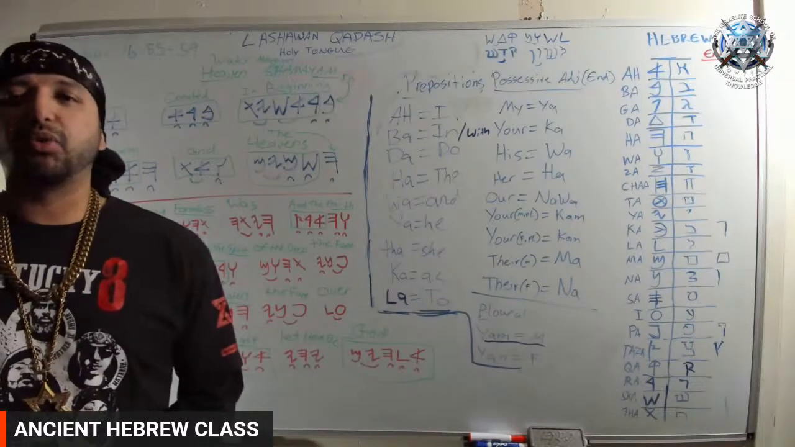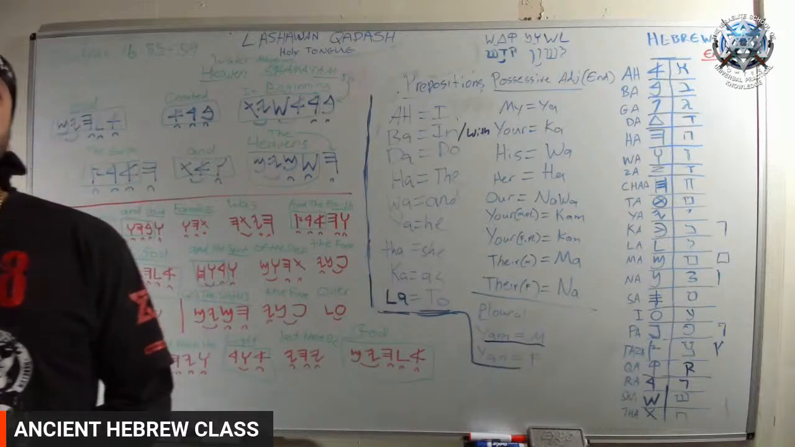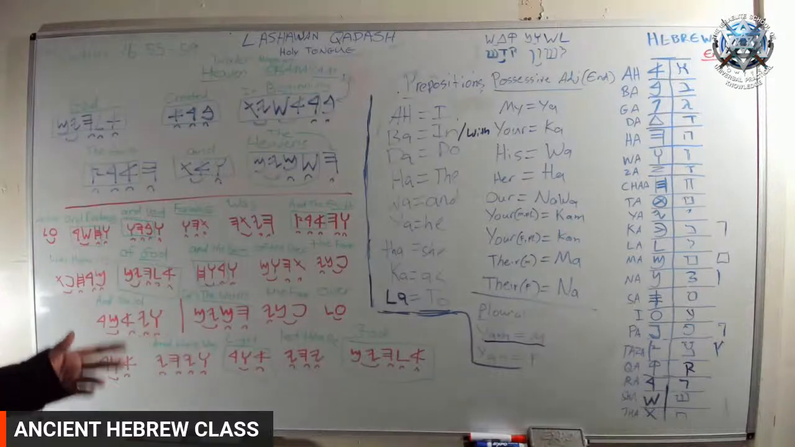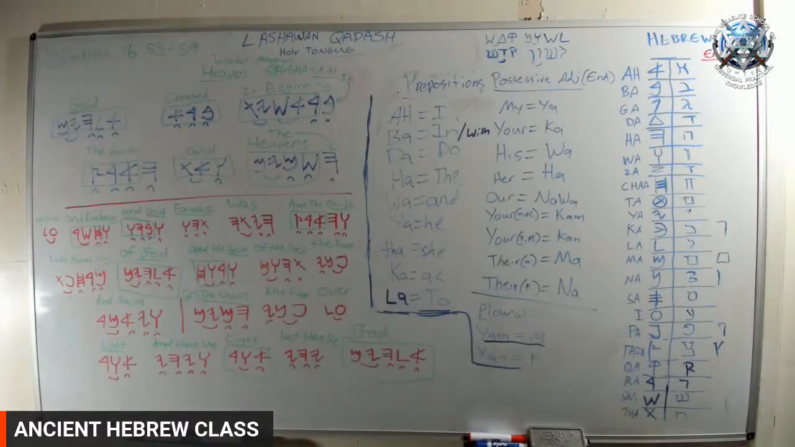Today is Friday's Lashawan Kodash class, the ancient Paleo Hebrew class. All right, we're going to jump straight into it today. Last week, we covered Genesis chapter 1, verses 1 through 3, and we went into the definitions of these words. We're not going to dive all the way back into it like we did last week.